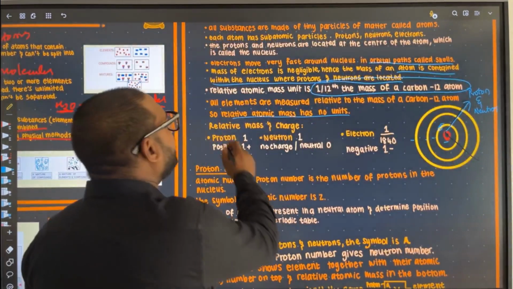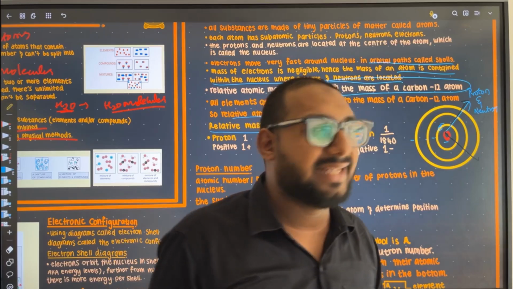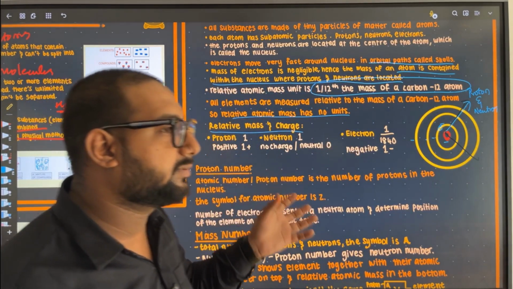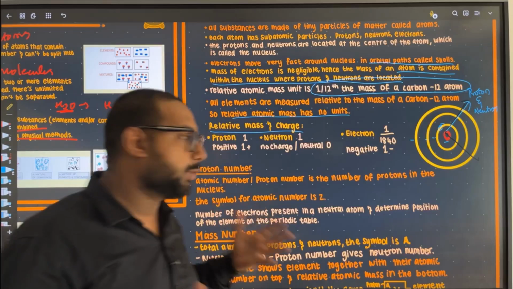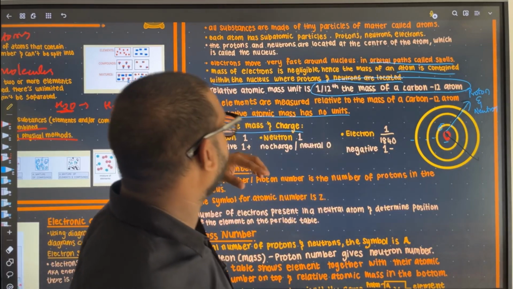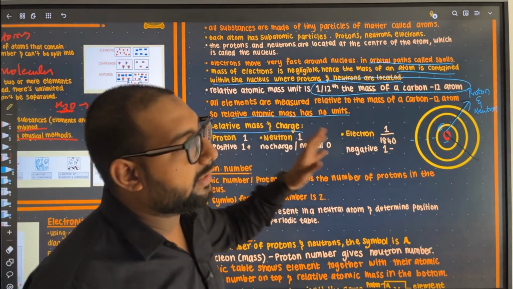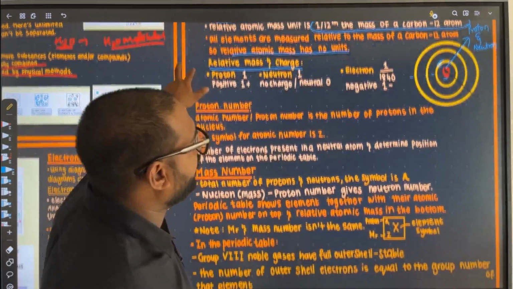Now let us see the relative mass and charge of protons, neutrons, and electrons. As the name suggests, the proton is positive, neutrons are neutral, and the electron is negative. So the charge of a proton is positive, and the charge of an electron is negative.